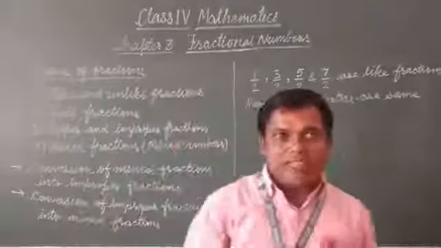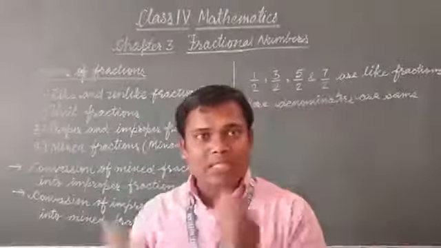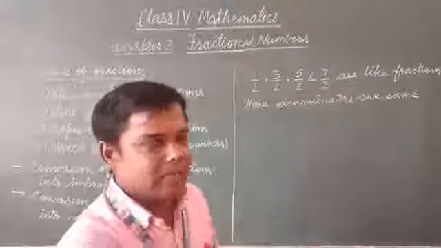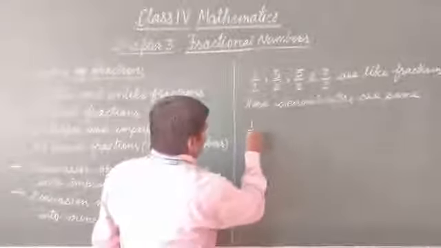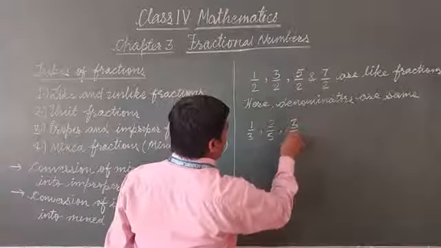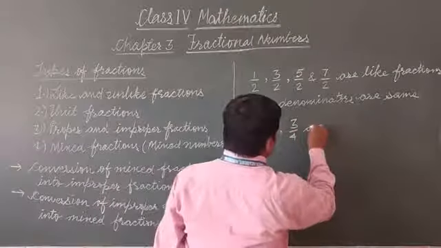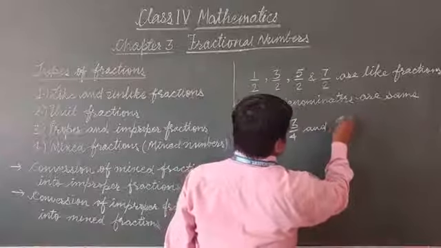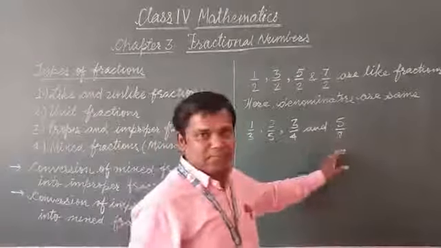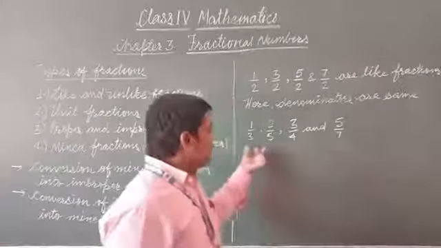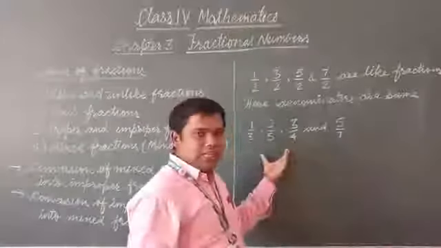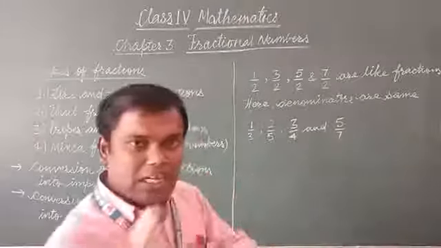So if fractions are given and you are asked to choose the like fractions, you will choose only those fractions having the same denominators. Now 1/3, 2/5, 3/4 and 5/7. You see these fractions. In these fractions, the denominators are different from each other.